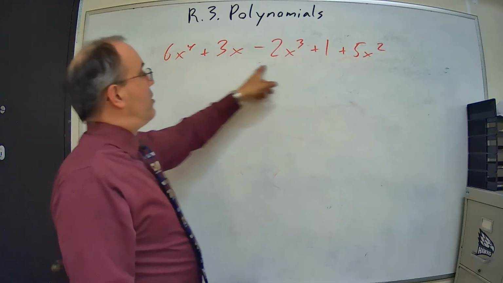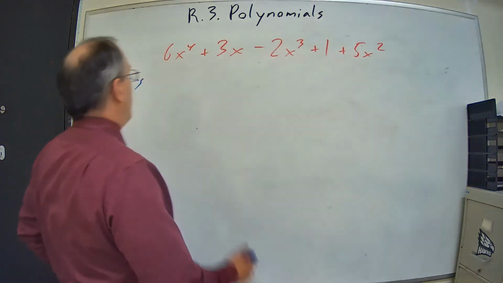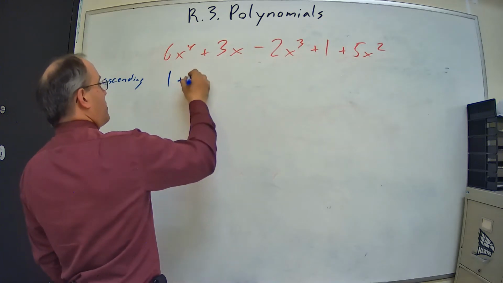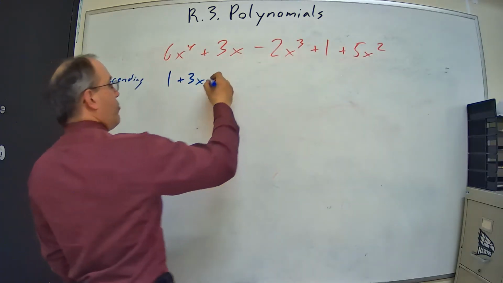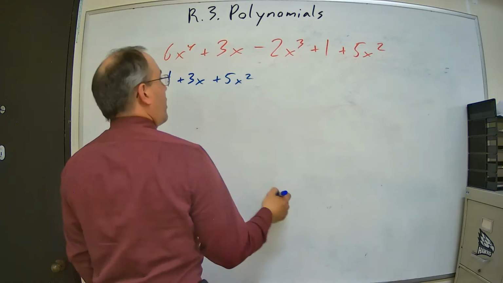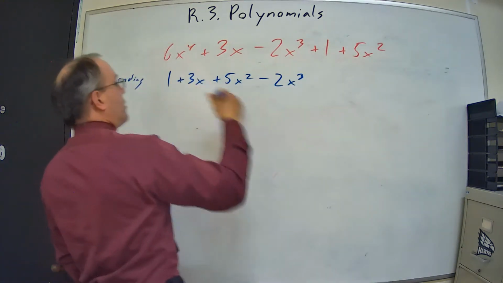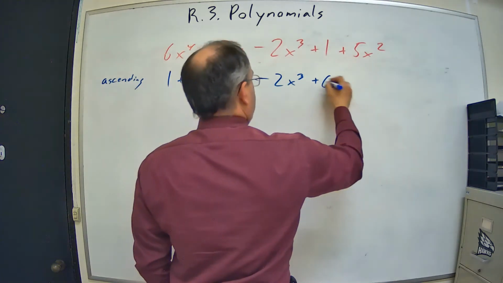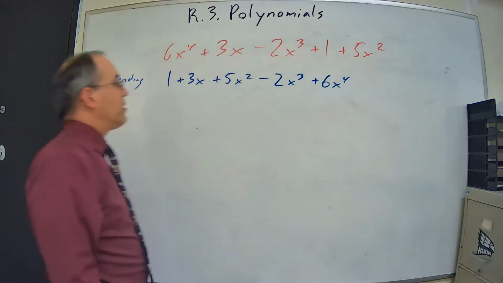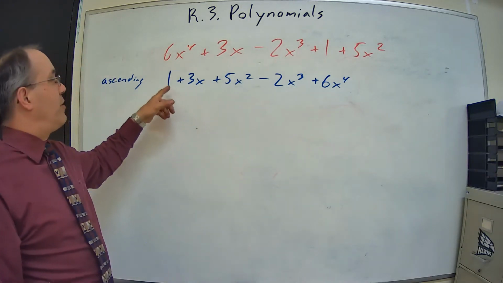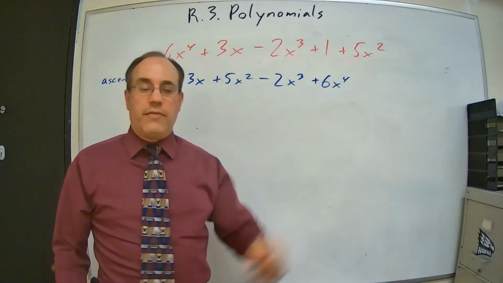So we start with the lowest degree variable, that would be 1x to the 0, so 1. And then we get to the next one, plus 3x, plus 5x squared, minus 2x cubed, plus 6x to the 4th. So that is written in ascending order. Notice that the exponents are increasing in value.